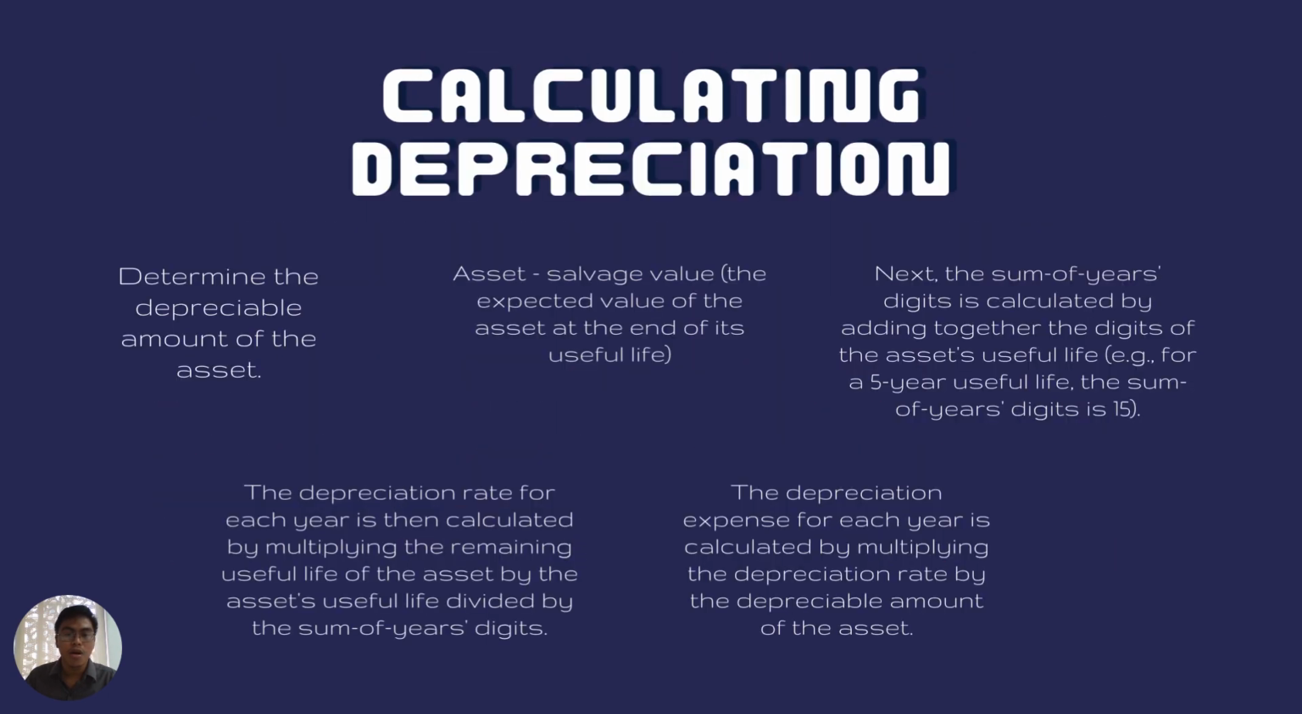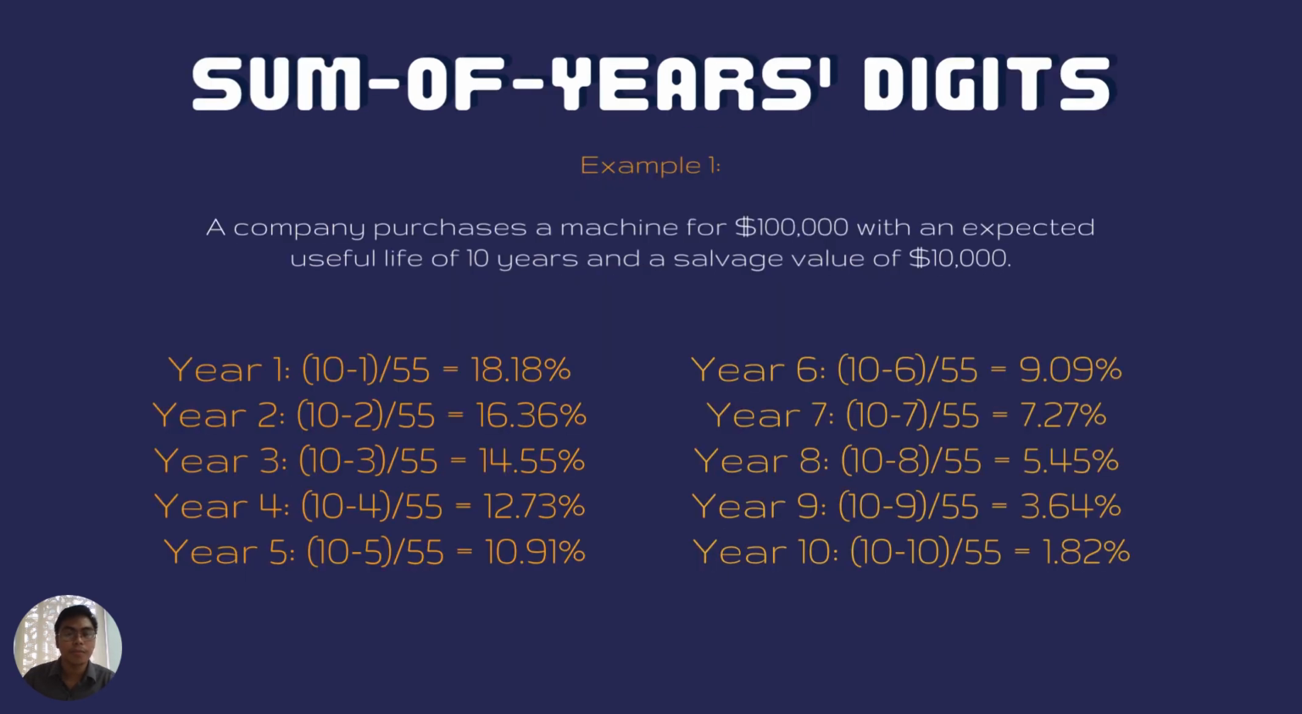To further understand, let's take a look at our example problem. The company purchases a machine for $100,000 with an expected useful life of 10 years, salvage value of $10,000. Using the sum of years digits method, the depreciation rate for each year is calculated as follows.